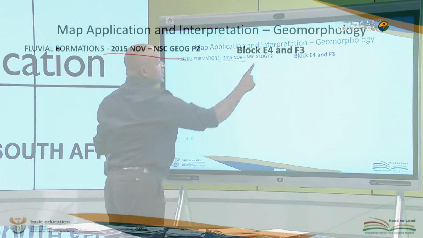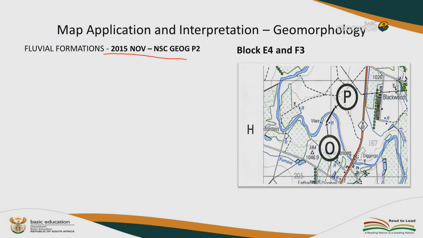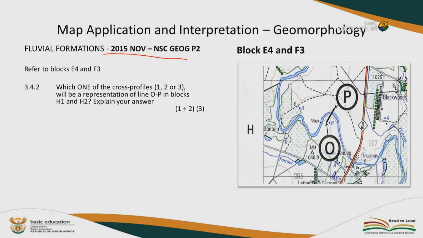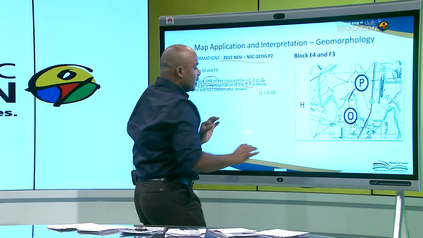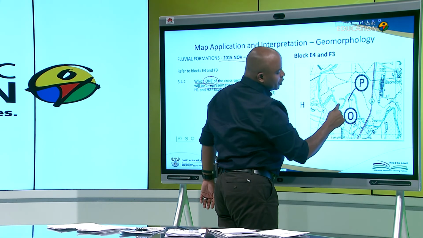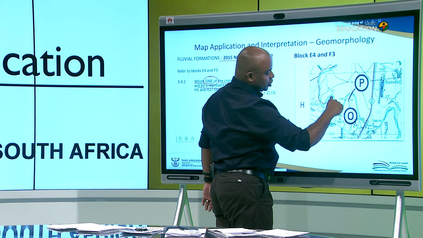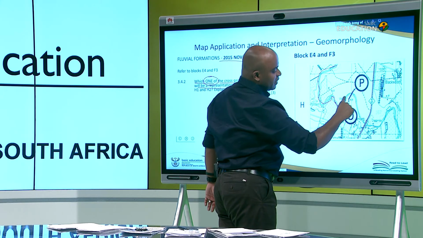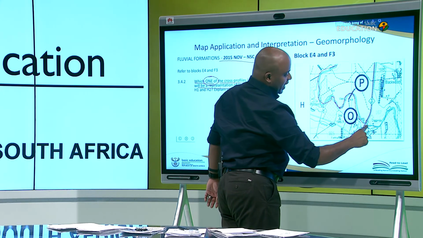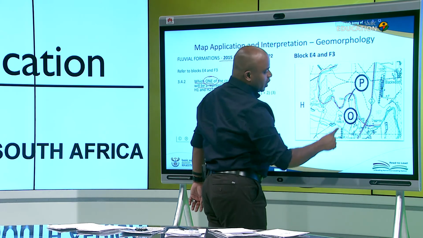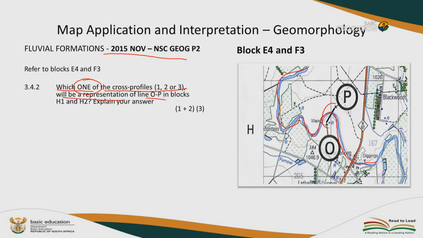In 2015, we examined the following: fluvial formations. In this particular example, which one of the cross profiles, 1, 2, or 3, will be a representation of line OP? Let's look closely at line OP. In this particular example, you'll note that there's a meandering stream found in block H, as well as this river flowing through block H1 as well as H2. Note the line drawn across the river.